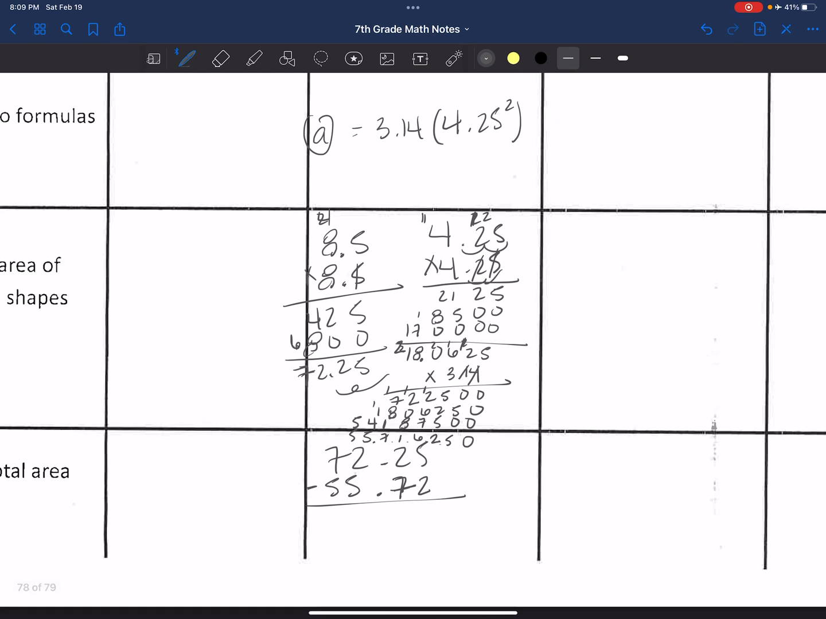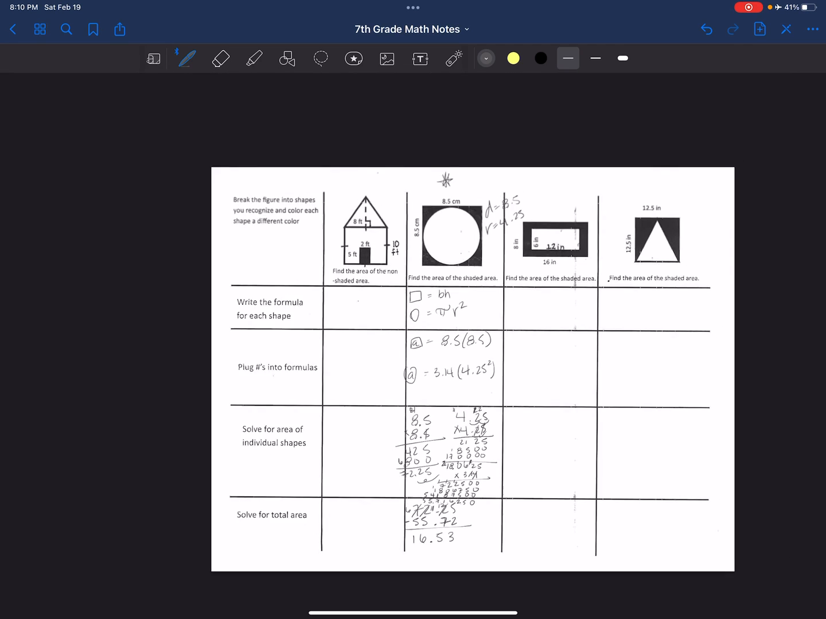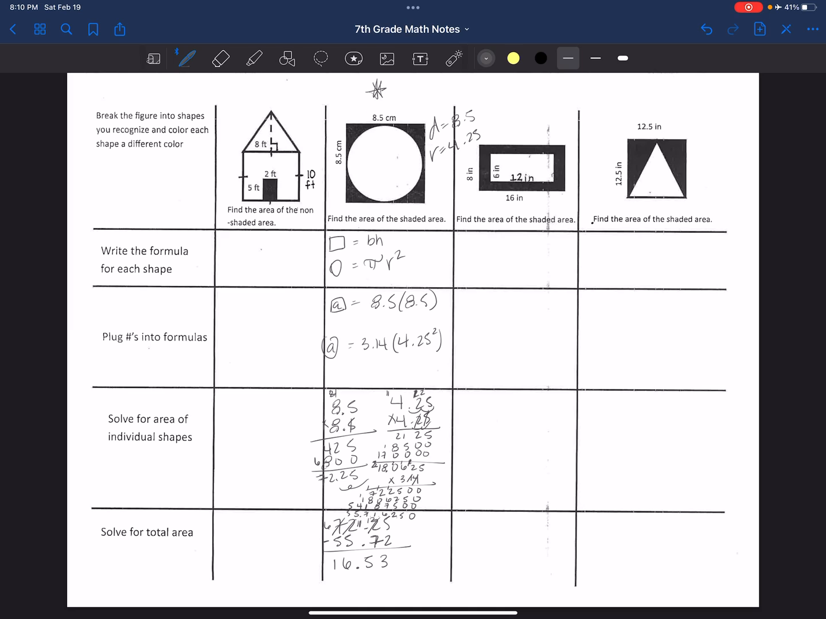5 minus 2 is 3. 2 take away 7 can't be done, so I need to borrow. He becomes 12. 12 minus 7 is 5. He becomes an 11. He becomes 6. 11 minus 5 is 6. 6 minus 5 is 1. God, that was a lot of work. So the total area of just the shaded part of this really stupid problem, but you have to know how to solve it, is 16.53 centimeters squared.